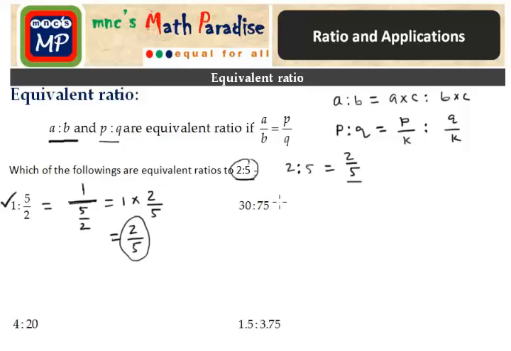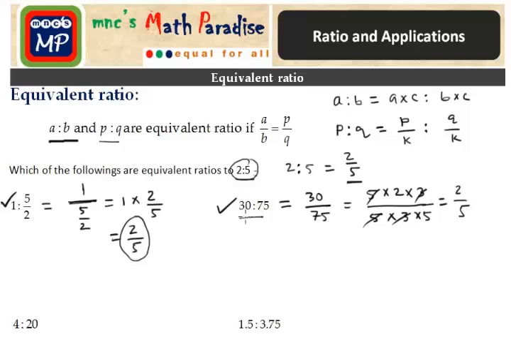Let us do the second example. 30 ratio 75 can be written in fraction form as 30 over 75. Now 30 can be written as 5 times 2 times 3, and 75 can be written as 5 times 3 times 5. Then this 5 and 5 will cancel, 3 and 3 will cancel, we will get 2 divided by 5. That is the same. So the simplification of this ratio and its fraction value is 2 divided by 5, which is the same as this one. So this ratio is also equivalent to 2 ratio 5.